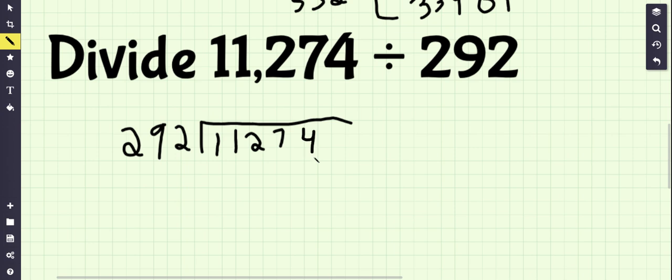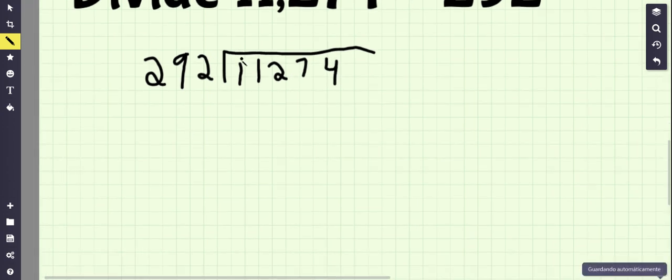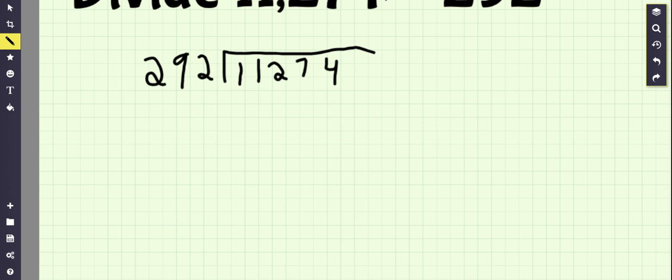To divide this number, first we see how much 292 can fit in the first number. Can't fit any times, so we could put a 0, but you can ignore that. How about 11? Nope. 112? Remember, like last time, if the hundreds place in the dividend is too small, we move on to the thousands place, which is 1,127.